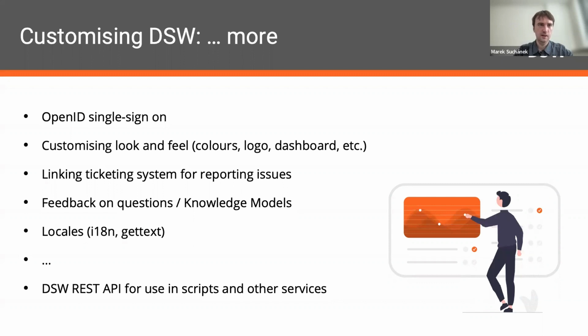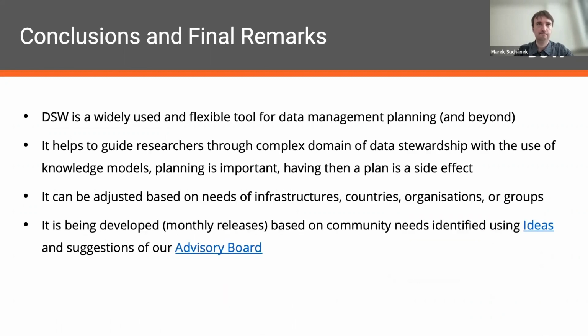And we also have the locales, which are usually used for translations, but you can also use them to rename something. So for example, if you don't like some terminology in the wizard, you can use it to rename it. And yeah, there are many more. And the last one that I want to mention is that the DSW has a REST API, because it's a client-server application, and this API can be used for some scripting or some integration.